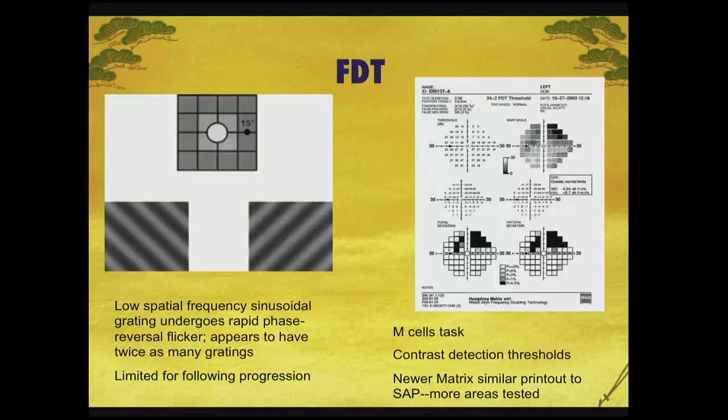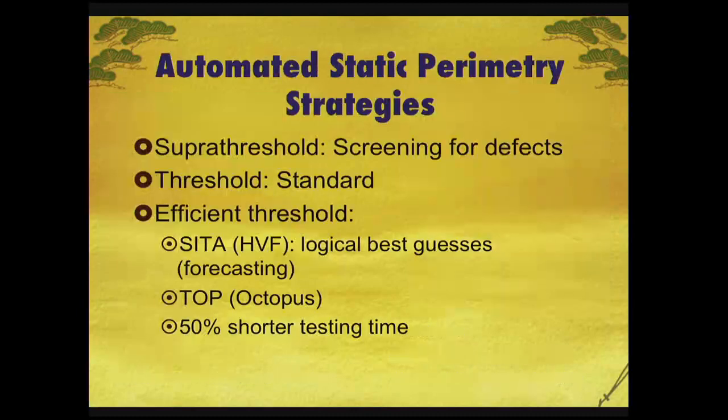This is an example of what a patient will see with an FDT test. It's a low spatial frequency sinusoidal grating that undergoes a rapid reversal of flickering, so that it actually ends up looking like there's double the amount of lines. And this is actually pretty easy for patients to detect. It's a much easier test. Patients usually like it better than the standard white on white. The company has developed tests that look a little bit more like the patterns that we're used to, but at this point this is still mostly used for screening. It's not been validated for testing progression.